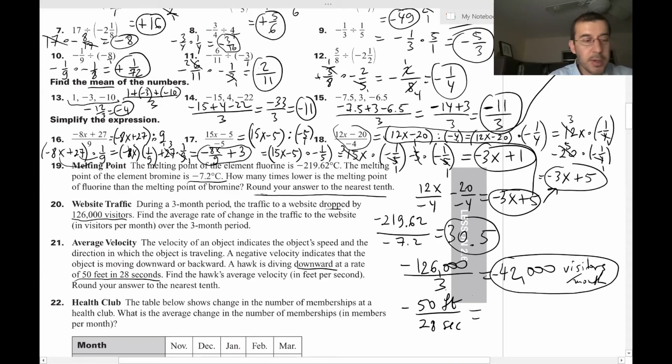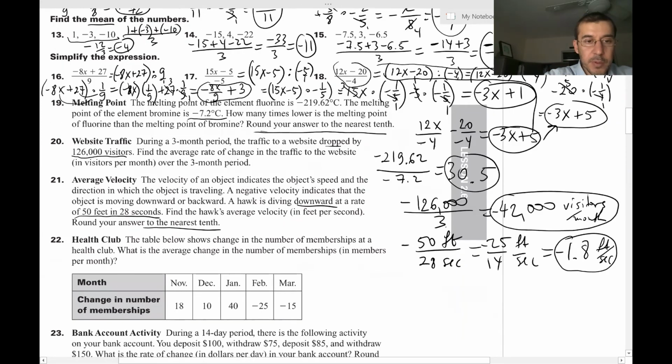Round your answer. So you can, I guess, cancel out by 2 and get 25 over 14 feet over seconds. And this is negative. So let's see, 25 divided by 14. You end up with negative 1 point. Now round to the nearest tenth. So it's going to be 1.78. So it's 1.8, minus 1.8 feet per second. Okay, that's 21.